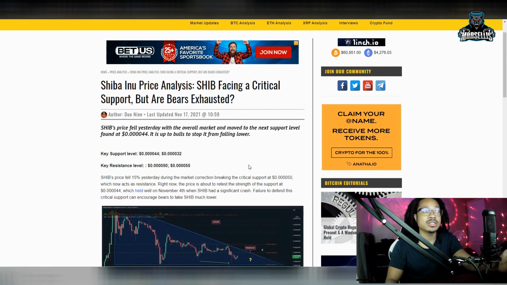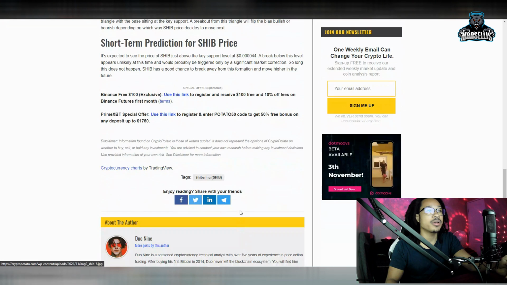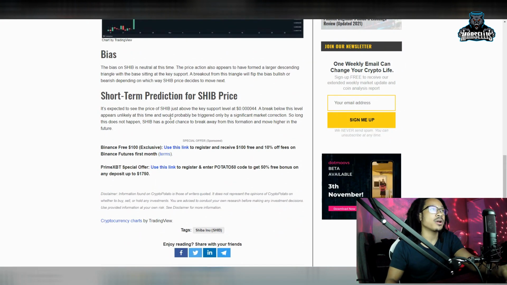And then now our key resistance is at the 50 area and the 55 area. So those are what we are looking at for our technical indicators here. Now, anyways, the bias on Shib is neutral at this point.